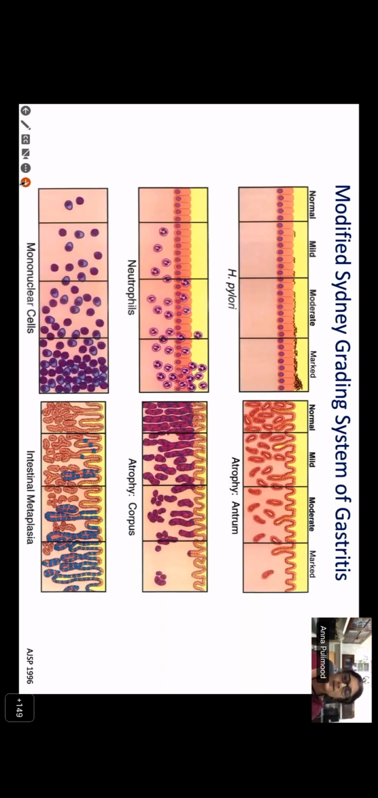So in any case of chronic gastritis, you should evaluate, are there a lot of H. pylori or only few? Lot of neutrophils or only few? Lot of mononuclear cells, lot of atrophy, lot of intestinal metaplasia. All these the clinicians usually would like to know. Is it mild intestinal metaplasia or severe intestinal metaplasia? Because it makes a difference to the follow-up.